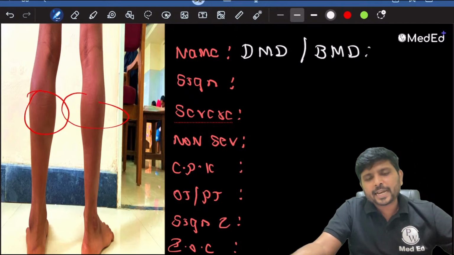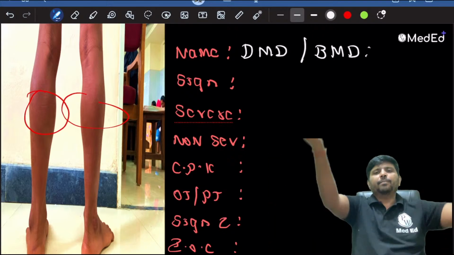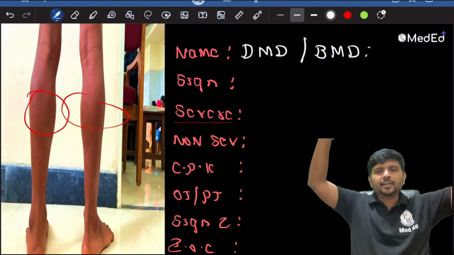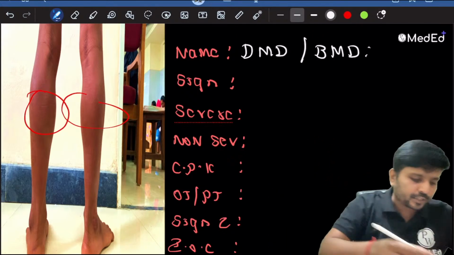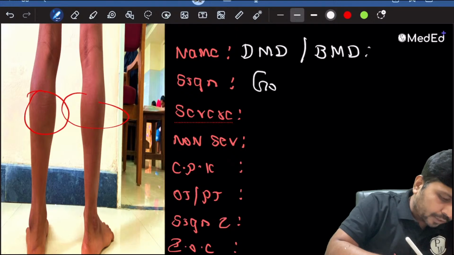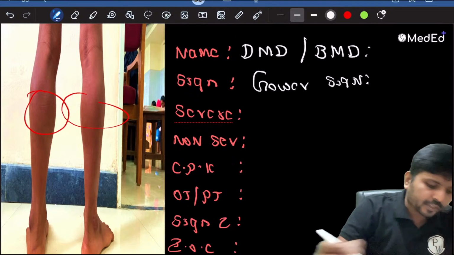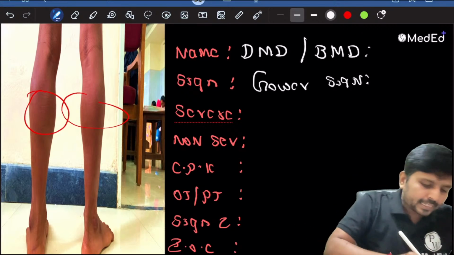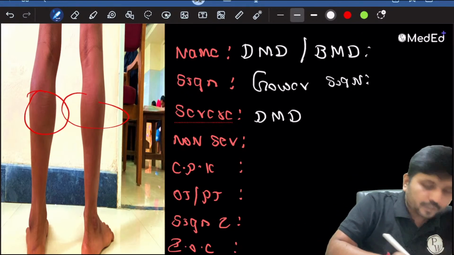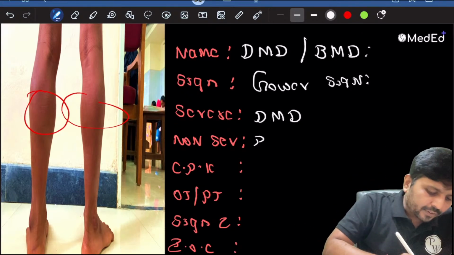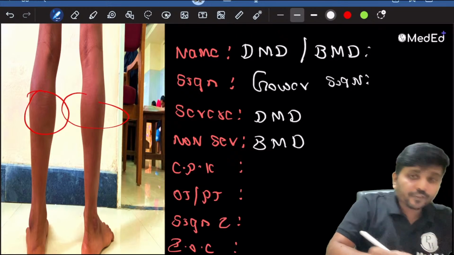So, what is the sign when the child is unable to arise from the sitting to standing position? What is that sign called? Gower sign. As I told you, severe type is Duchenne muscular dystrophy. Non-severe type is Becker muscular dystrophy.